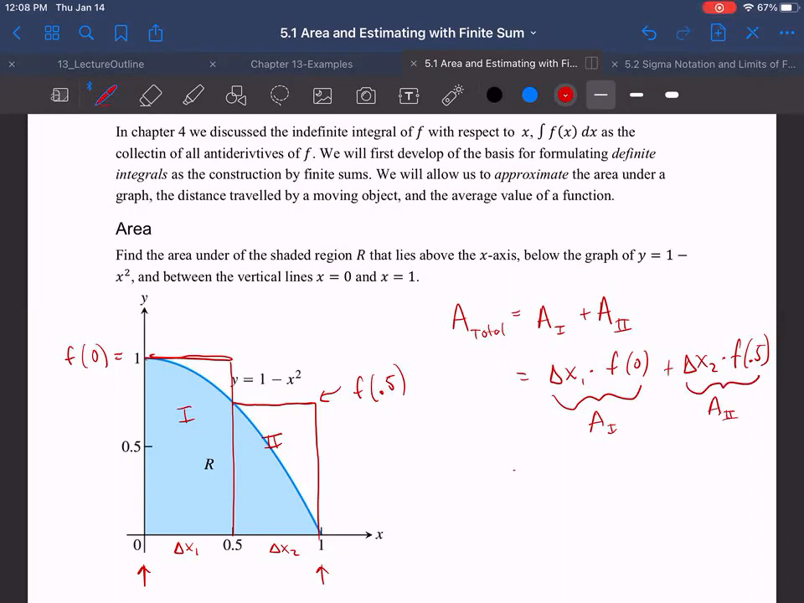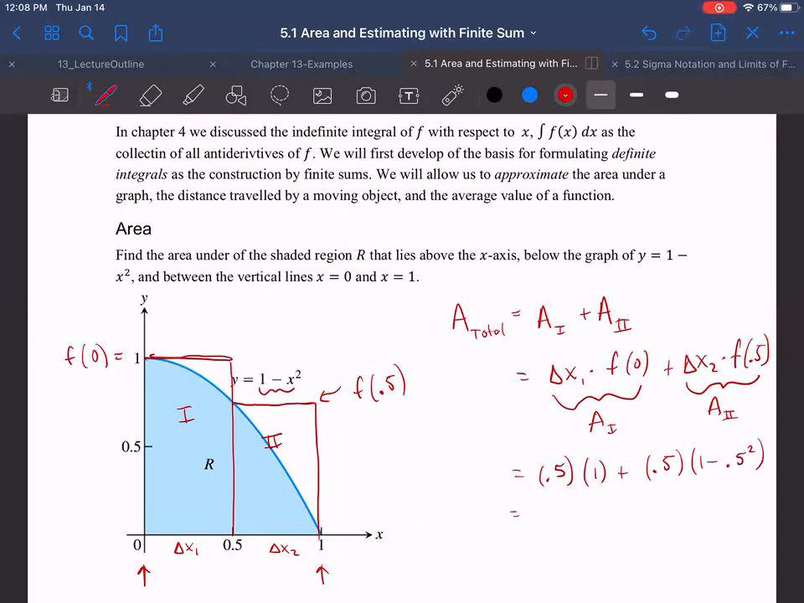If we look at this, delta x1 is simply 0.5. And f of 0, we can see right there from the graph, is just 1. And then for area 2 here, delta x2 is also 0.5. And then we need to figure out what f of 0.5 is. That's just going to be 1 minus, we're going to plug it right into here, 1 minus 0.5 squared, just like that.